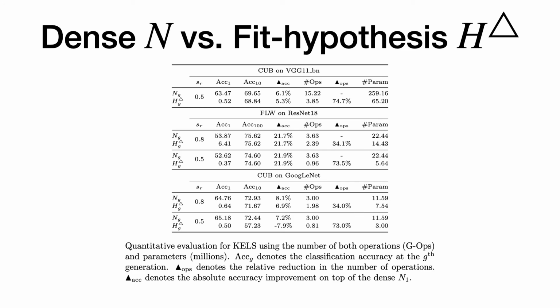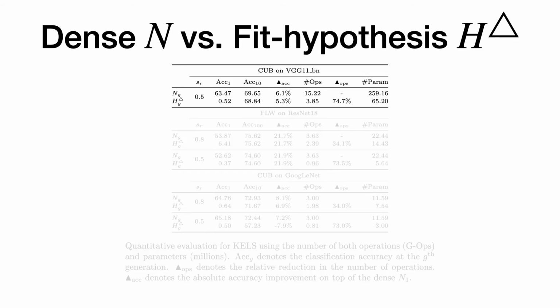This table highlights the improvement margins achieved by knowledge evolution for both the dense and the slim fit hypothesis. The table also highlights the inference cost saving achieved by knowledge evolution. I will explain the first section only to illustrate how to read these numbers. The first section shows a quantitative evaluation using VGG11 architecture and the CUB200 dataset. In this experiment, we use a split rate of 0.5. The first row shows the performance and the inference cost of the dense network N, while the second row shows the performance and the inference cost of the fit hypothesis H.